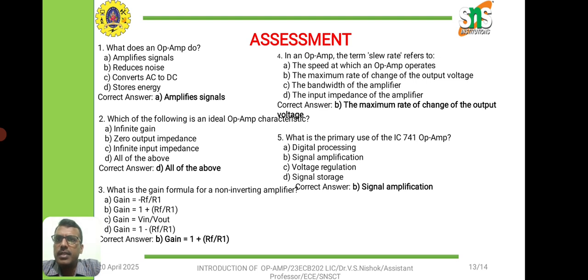In an op-amp, the term slew rate refers to the maximum rate of change of output with respect to the change in the input. That is the right answer. And what is the primary use of the IC741? It is for signal amplification. As we discussed initially, it converts the weak signal into a strong output signal with high gain. That is the main purpose of the operational amplifier.